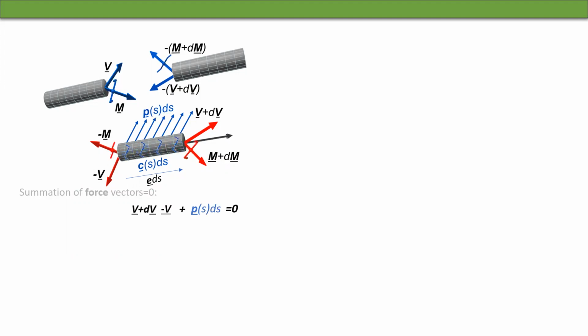Moment vectors, when we sum, we have both concentrated moments, the ones with the zigzag on them, as well as moments due to the forces, and we have to count both of them. And we are going to take moments around the positive face, the right hand side face. So we're going to take moments around this point. Okay, when we take moments around this point, what's going to happen? That's a concentrated moment, M plus dM.